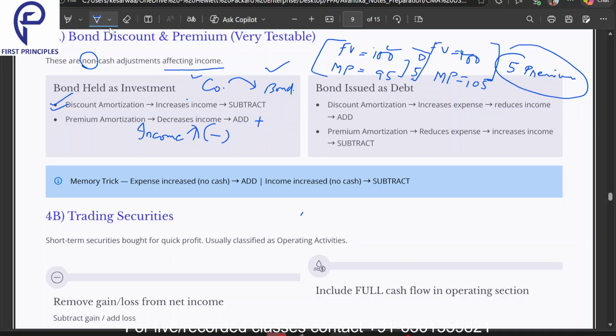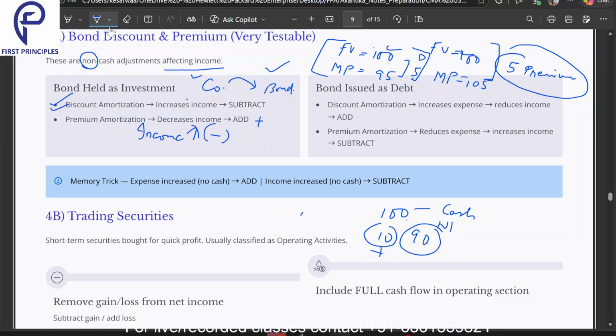Let's take an example. Interest received is 100, but premium amortization is this much, income shown is this much. So net income is this much and cash actually is 100 bucks. So we need to add this 10 rupees. In order to reach this 100, because this was my net income, that's what I recorded, but this was coming as per the premium. So that is why we need to add it back.